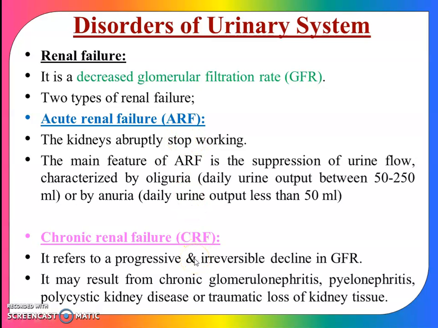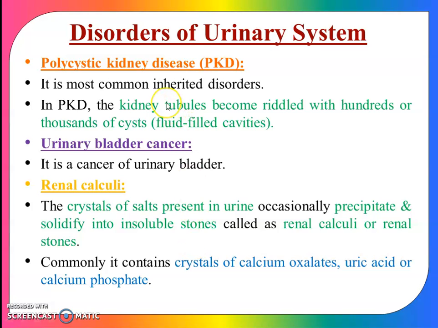Moving to the next disorder, that is polycystic kidney disease, also denoted by PKD. It is the most common inherited disorder in which the tubules of the kidneys become riddled with hundreds or thousands of fluid-filled cavities. Then urinary bladder cancer, which is the cancer of the urinary bladder.